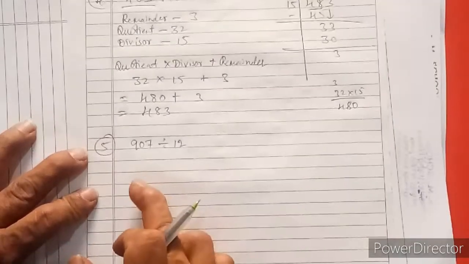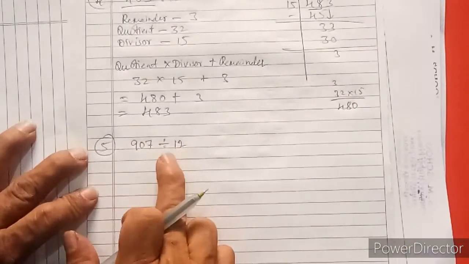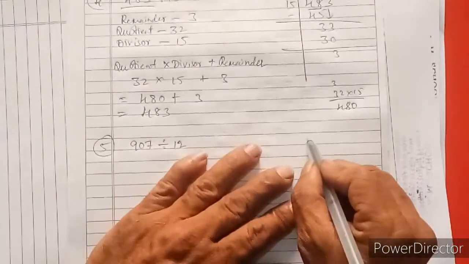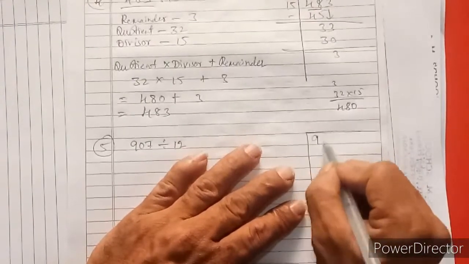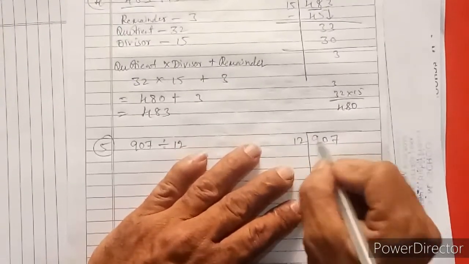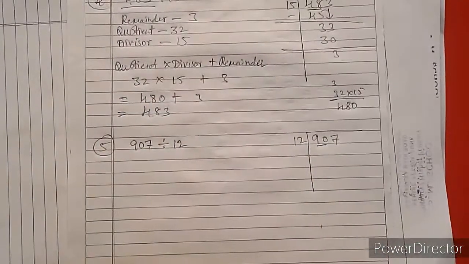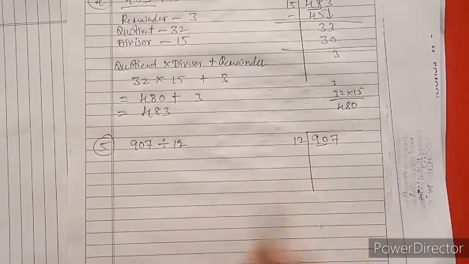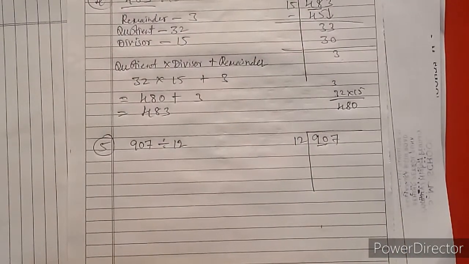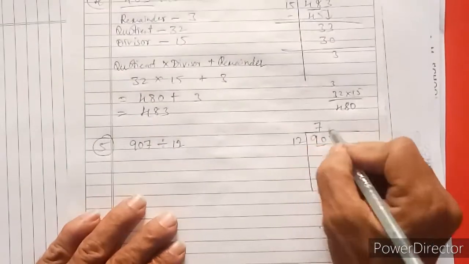Question number 5. 907 divided by 12. Again the same rule. 907, this is 12. In the 12 table, we have to take less than 90. The 12 table 9 will not come, then we have to take a double digit. Right? So 12 fives are 60, 12 sixes are 72, 12 sevens are 84, 12 eights are 96. 96 is coming, more than 90 we should not take. So 12 sevens are 84.